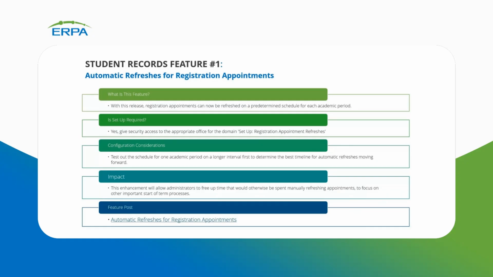So on to what we're diving into, a few very exciting feature releases for our registrar folks. Pretty simple, but also very exciting. So this first one, automatic refreshes for registration appointments. This essentially allows you to schedule a job in order to refresh your academic appointments at a specific time interval or ad hoc. But to be able to set this up ahead of time and be proactive about when you're refreshing those academic registration appointments for your student population.